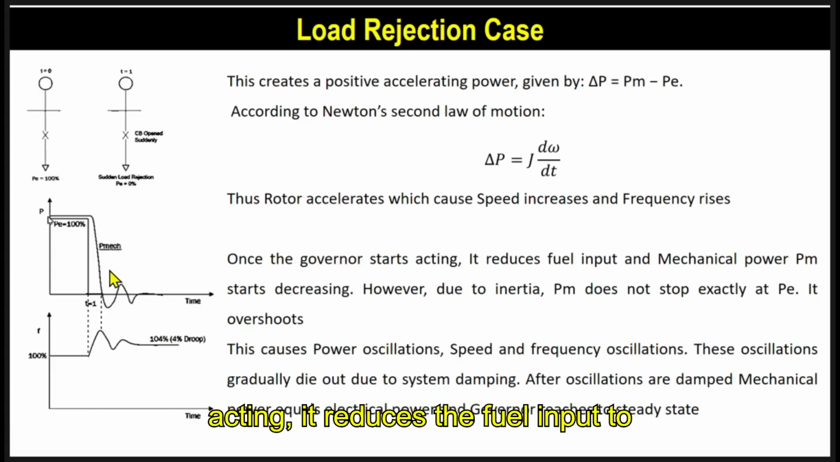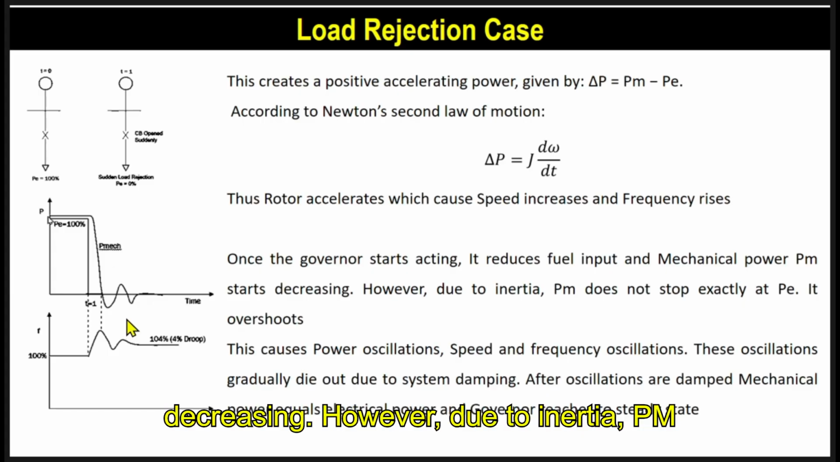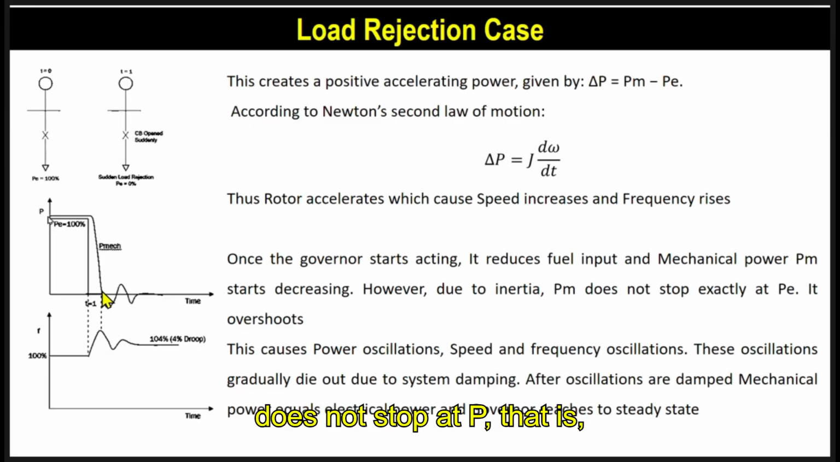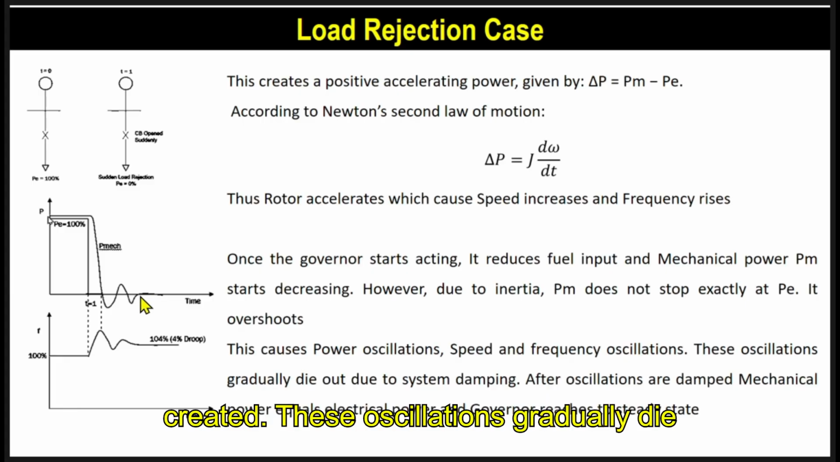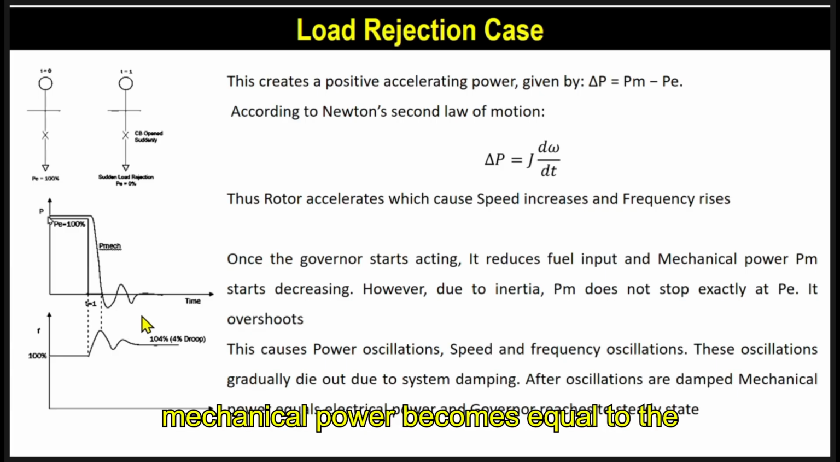Once the governor starts acting, it reduces the fuel input to the turbine and mechanical power starts decreasing. However, due to inertia, Pm does not stop at P equal to 0. It goes beyond that and overshoots. This causes power oscillations. These oscillations gradually die out due to the system damping. After the oscillations are damped, mechanical power becomes equal to the electrical power.